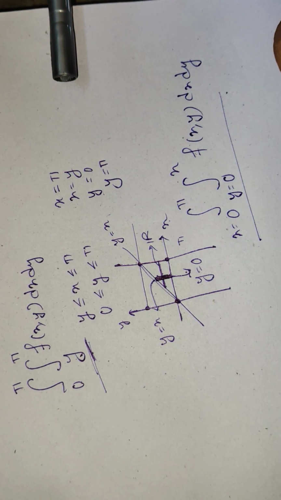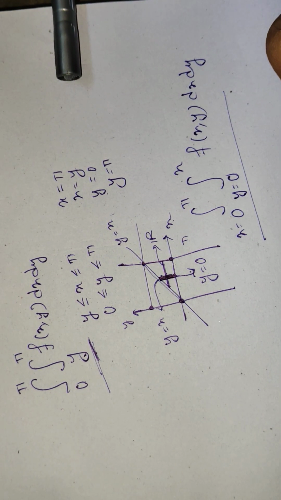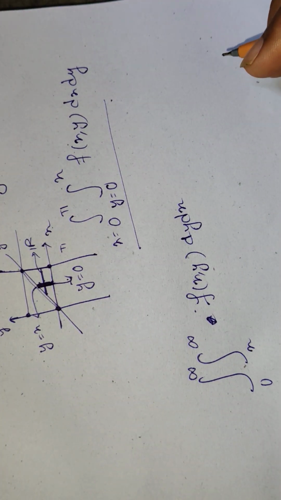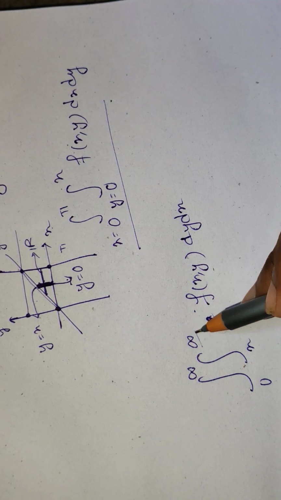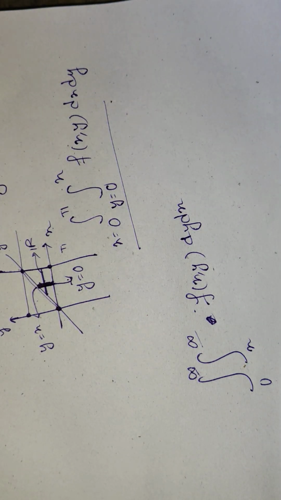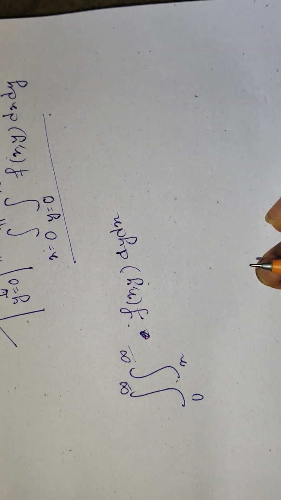Now let's talk about a hard example. You can see this is an example which is a little bit hard because the limit is infinity, that's why the question is becoming a little bit hard. So let's draw the graph.